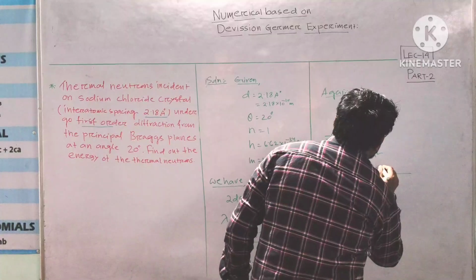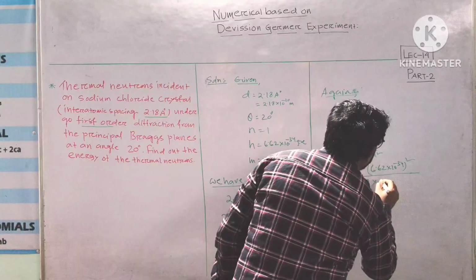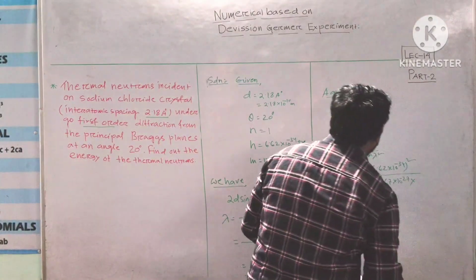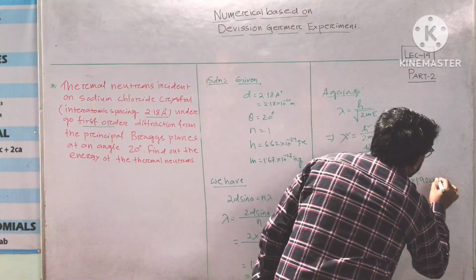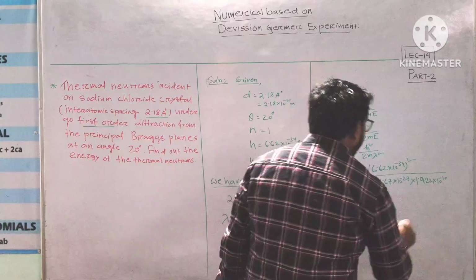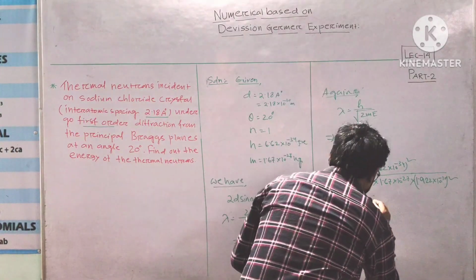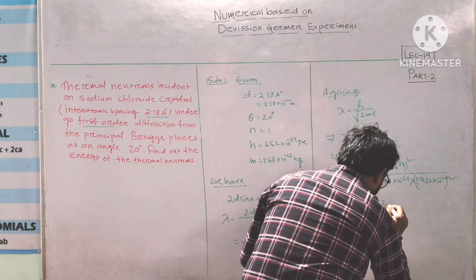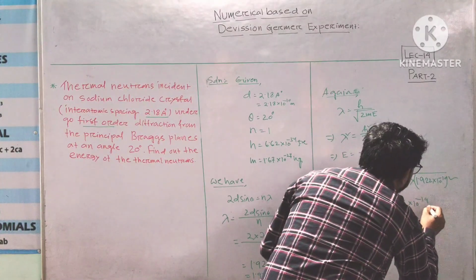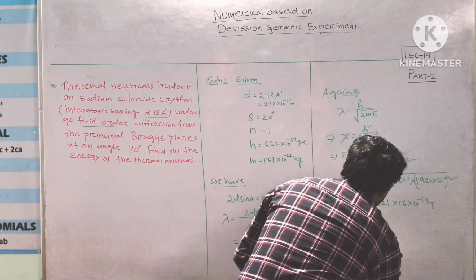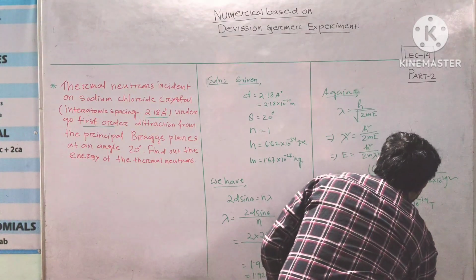The value of h equals 6.62 into 10 to the power minus 34 whole square, and 2, the value of m equal 1.67 into 10 to the minus 27, into lambda, the value of lambda equal 1.922 into 10 to the minus 10, and lambda is squared. After solving this part, we will get 0.0221 into 1.6 into 10 to the power minus 19. After solving, you will get something. Say this is equal to dash energy.